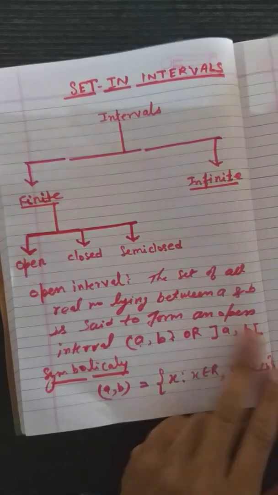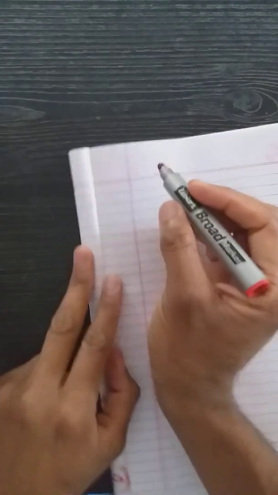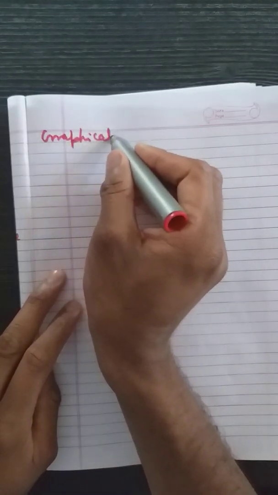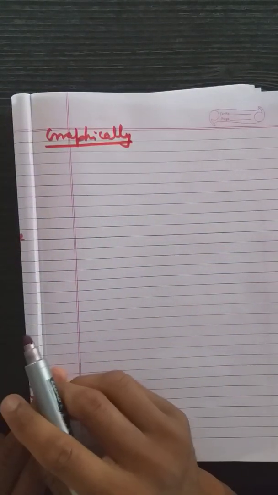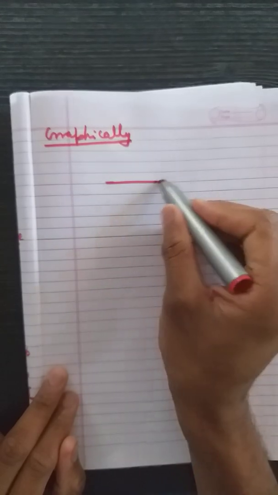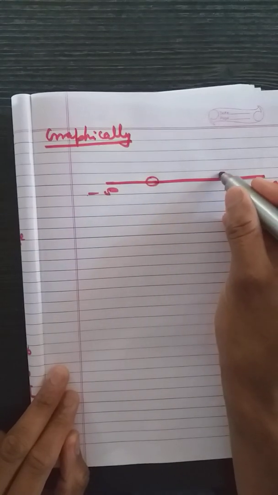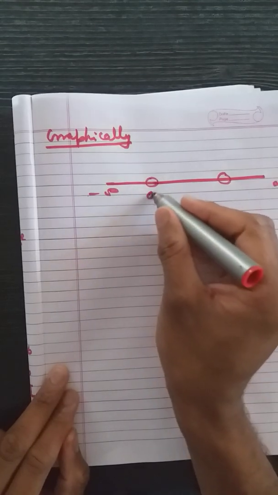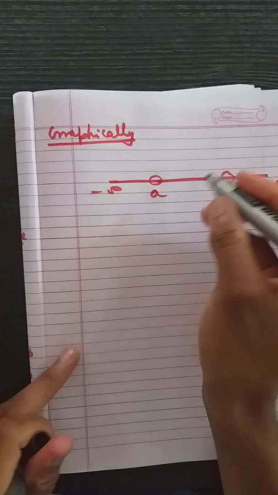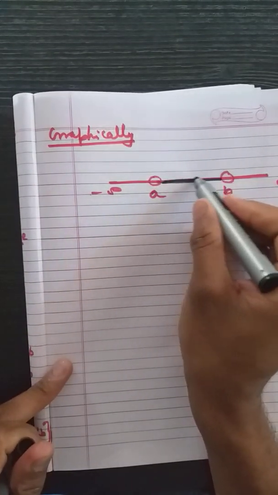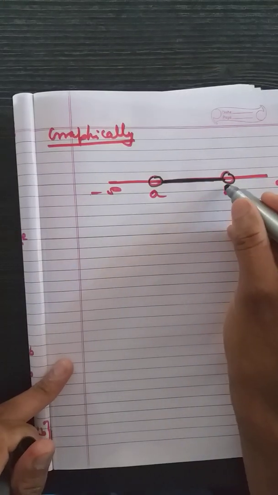Now graphically, how can we represent this open interval? On the number line, from minus infinity to plus infinity, positive infinity, this is A and B. It excludes A and B. This represents the open interval of A comma B.